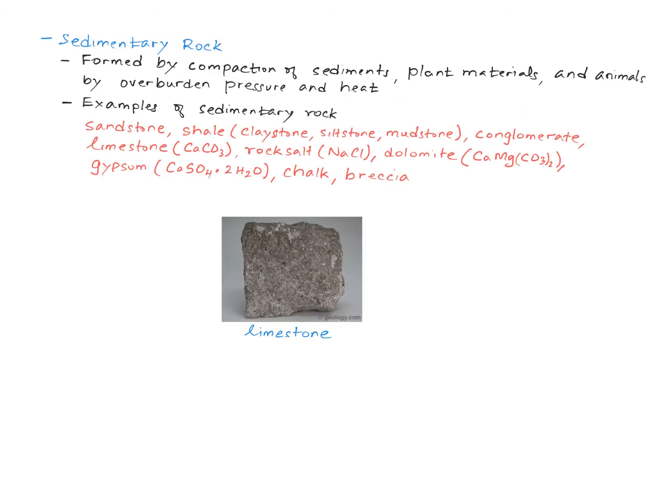What about sedimentary rock? Well, sedimentary rock is formed by compaction of sediments, plant materials, and animals by overburden pressure and heat. And here are some examples of sedimentary rock: sandstone, shale, and there are a couple of different kinds of shales: conglomerate, limestone, rock salt, dolomite, gypsum, chalk, and breccia.